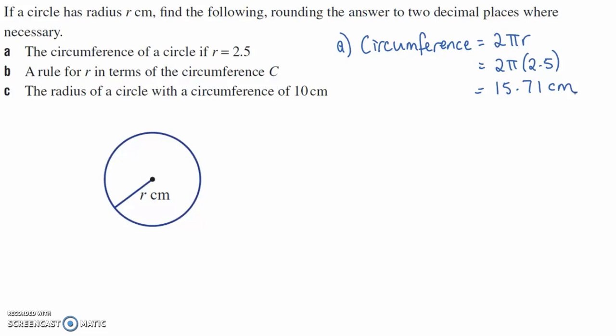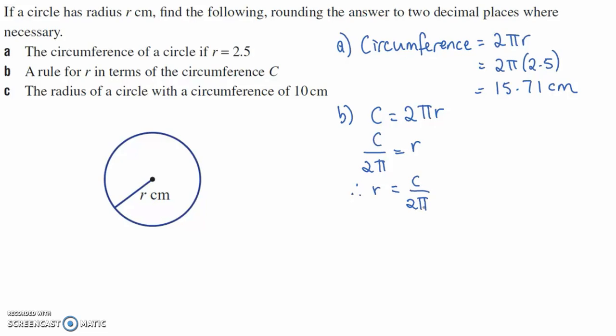Next, we want to write a rule for r in terms of the circumference c. So to do this, let's first of all write down our rule for circumference. So we have that c is equal to 2 pi r. Now we can divide both sides by 2 pi. This gives us c over 2 pi on the left and r on the right. Now let's just reverse the sides, so we have that r, therefore, is equal to c over 2 pi.